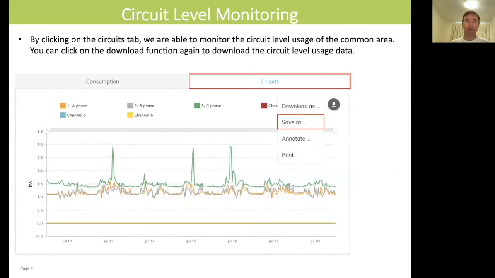By clicking on the Circuits tab, you can see each phase that's monitored. So it's attached to a 3-phase circuit. You'll see a different line in a different color for each of the phases. If you've got an order 6 Wattwatchers device, you can have up to 6 phases on this one graph. In this particular building, they've only used 3 of the phases, so you only see 3 lines on the graph.